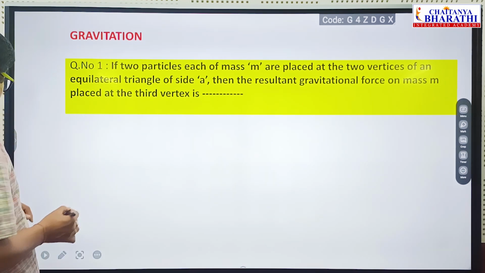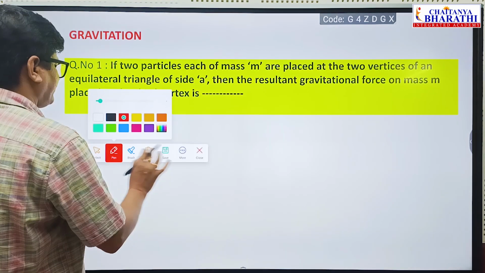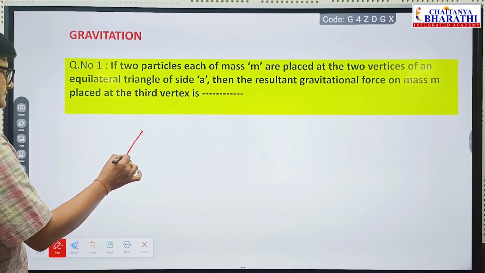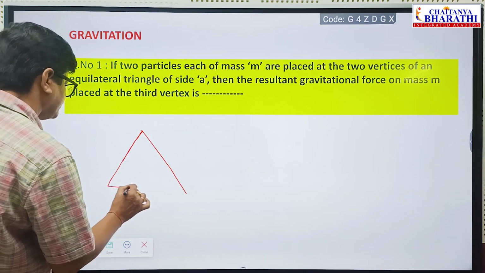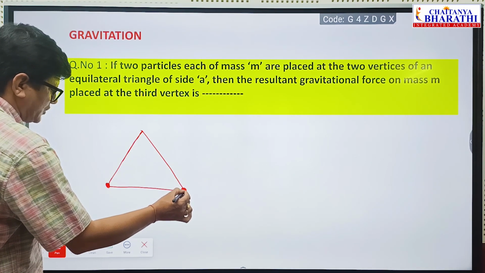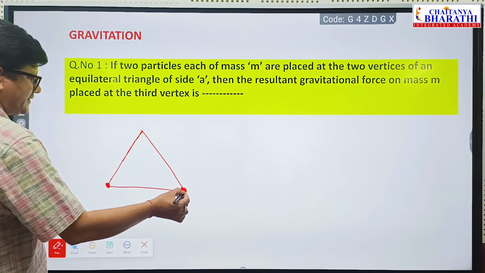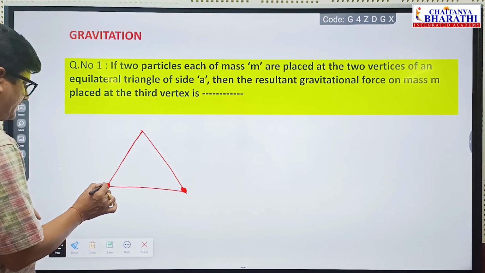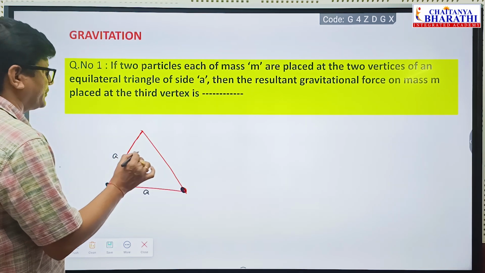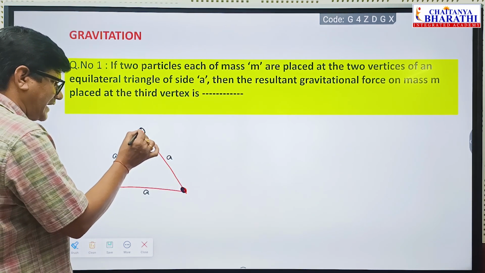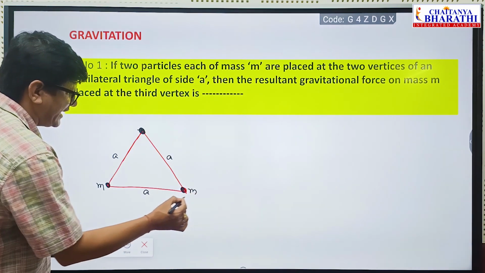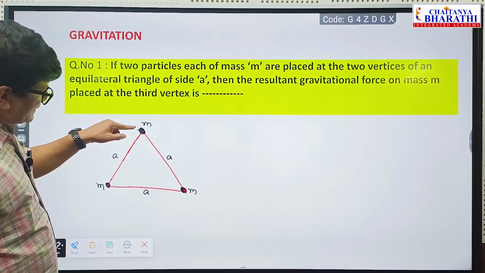Means we have taken an equilateral triangle, sir. This is an equilateral triangle. On this equilateral triangle, we kept two masses at the two corners, one mass here, one mass here. Equilateral triangle means the sides are the same, suppose a. The third mass we kept at the third vertex. So this mass is m, this mass is m, and here also m. This is the third mass at the third vertex.